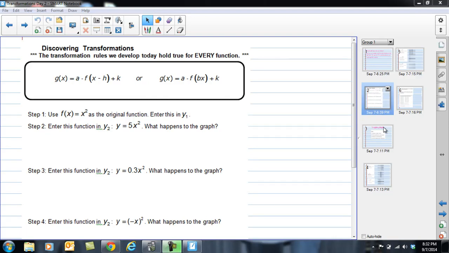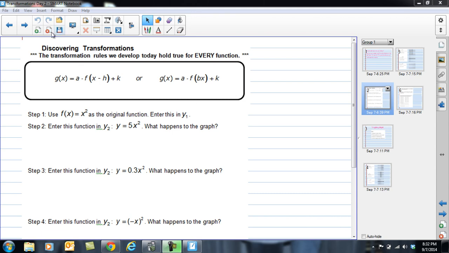Well, alrighty, we're on to transformations day 2. Yesterday we did transformations that shifted left and right or up and down. Now we're going to talk about different kinds of transformations. We're going to talk about multiplying our function by a number, because different things are going to happen.